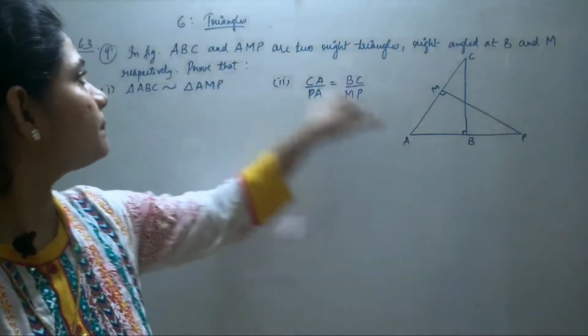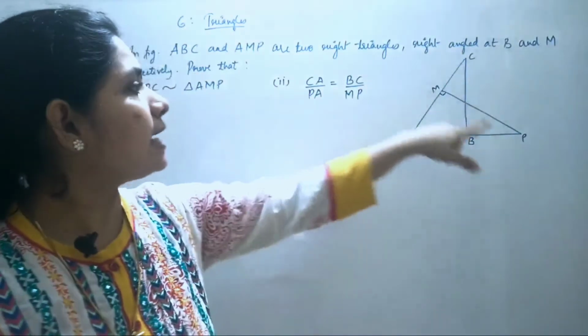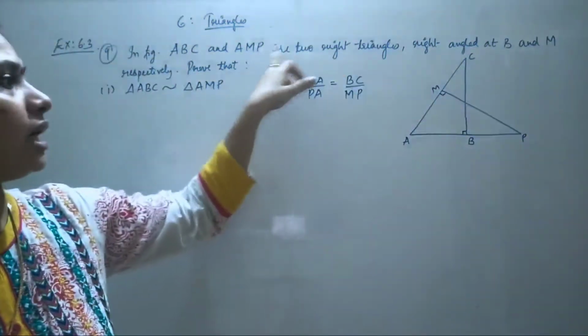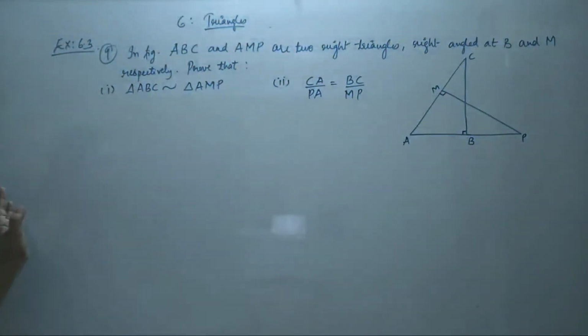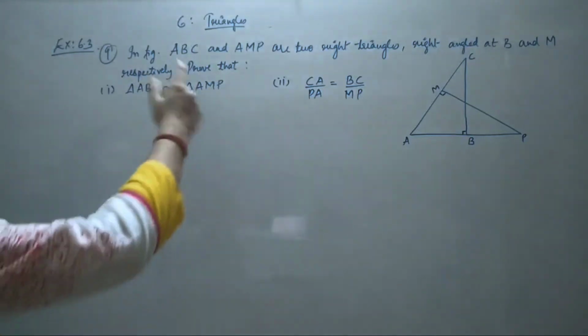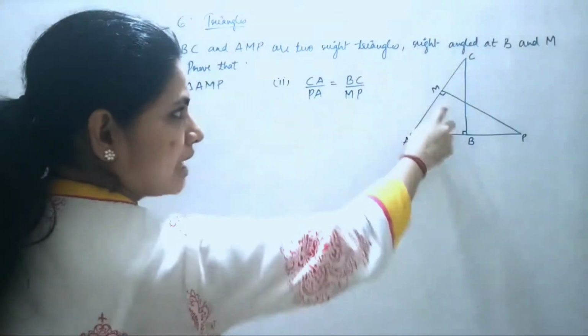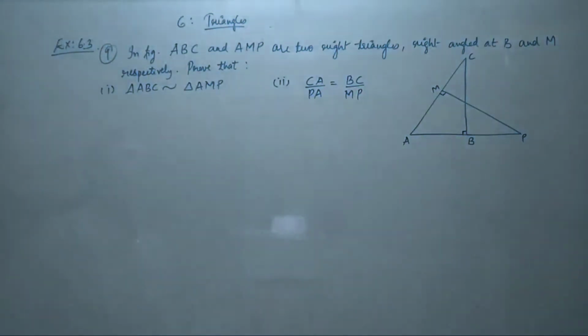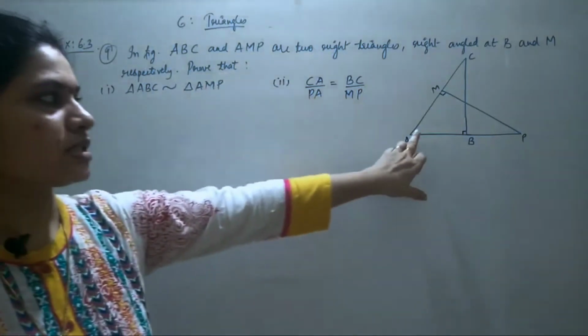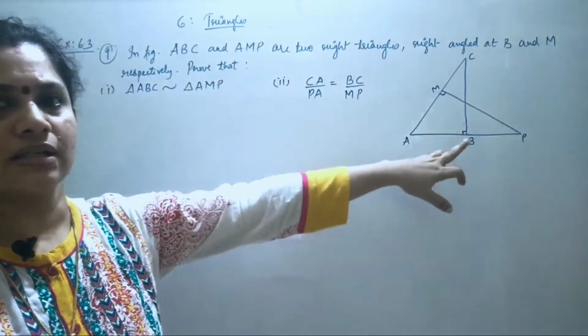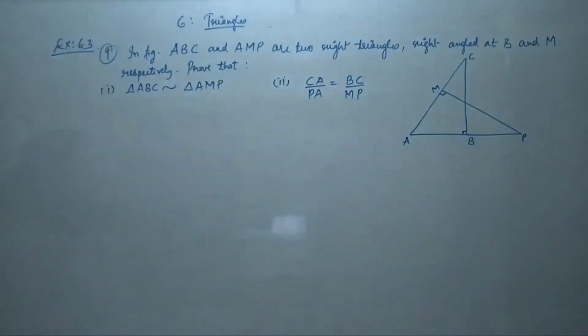This is the figure given. ABC and AMP both are right angled at B and M respectively. This much is given in the question, and you have to show the similarity of the two triangles. For that we need at least two things. Since they are right angled at B and M, we can use that first, and then angle A is common in both the triangles, so that also we can use, and by AA criterion you can prove that the two triangles are similar.